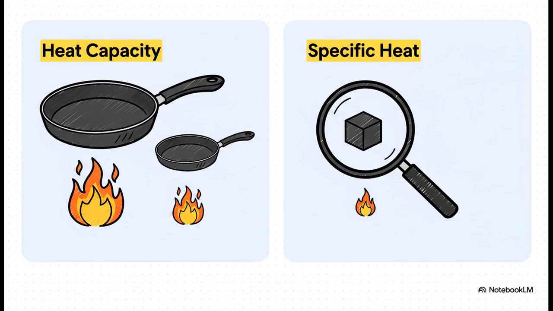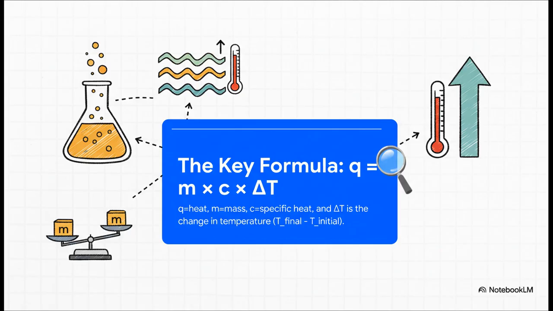But specific heat capacity, that's different. That's about the material itself. It's how much heat it takes to raise the temperature of just 1 gram. So since both our pans are made of iron, they have the exact same specific heat. It's an intensive property. It doesn't care about the size. And that all leads us to this, the key formula. Q equals mcΔT, or Q equals mcΔT, as some people remember it. So Q is the heat we're trying to find.